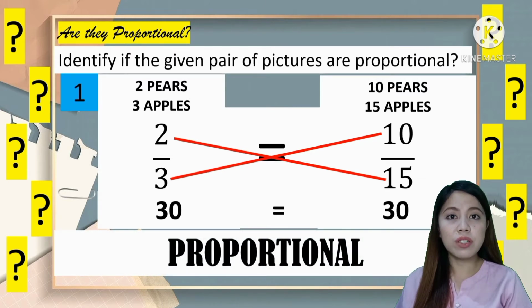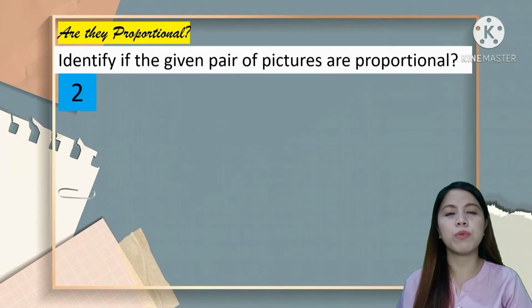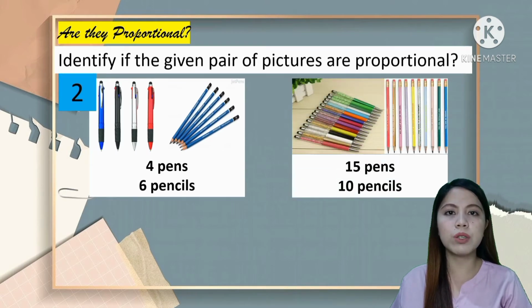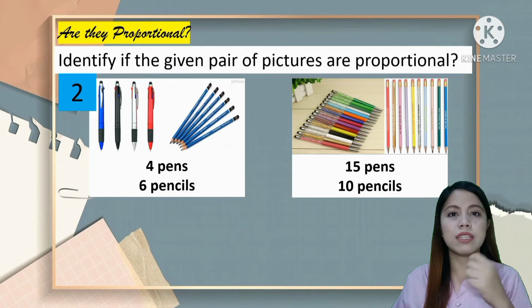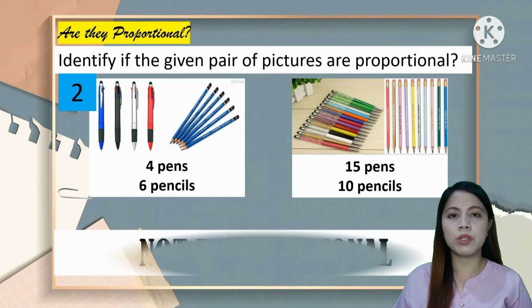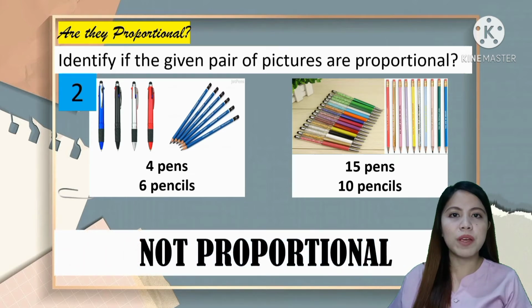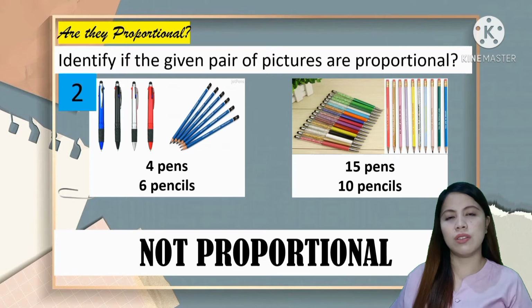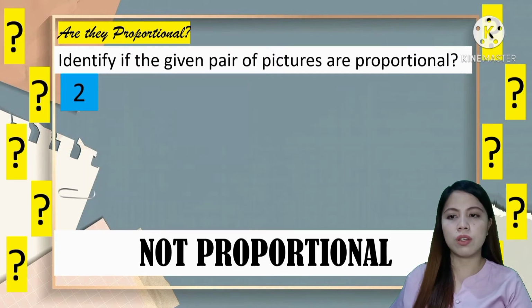Do you have any question regarding it? None so far. Okay, let us have number 2. In the first picture, we have 4 pens and 6 pencils. And in the second picture, we have 15 pens and 10 pencils. Are they proportional? That's right. They are not proportional. Now, who can explain why they are not proportional? Yes? Very good. Let us check his solution.